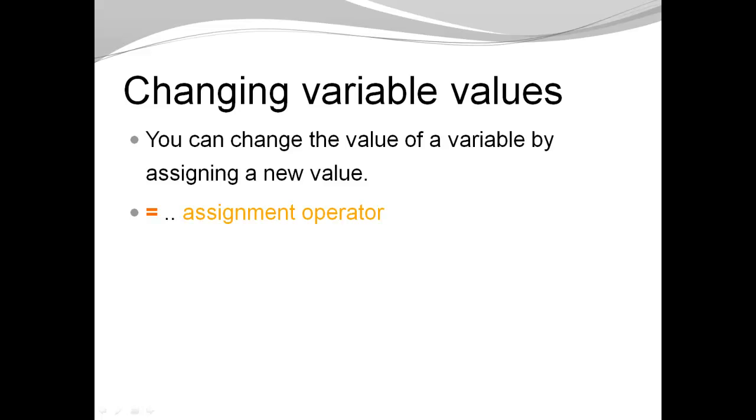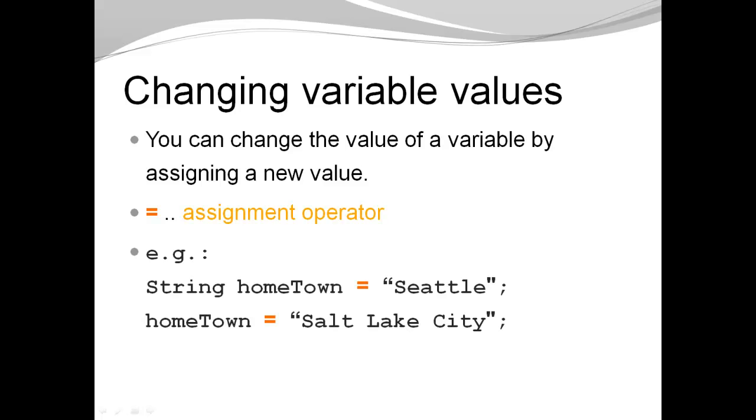You can also change variable values. You do that by assigning a new value. Once again, we need the assignment operator. For example, string hometown is Seattle.